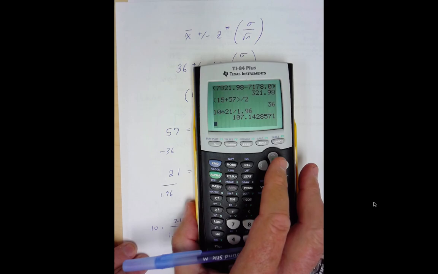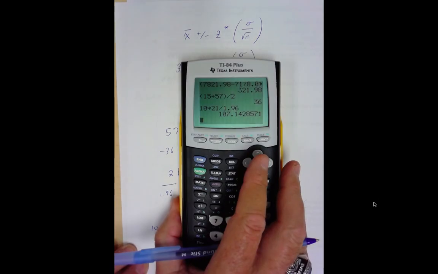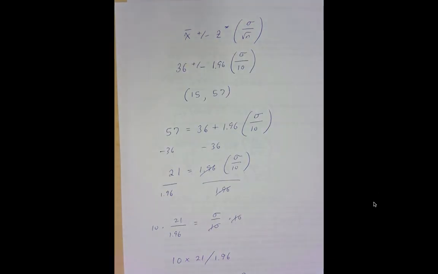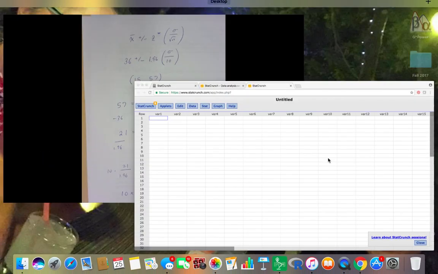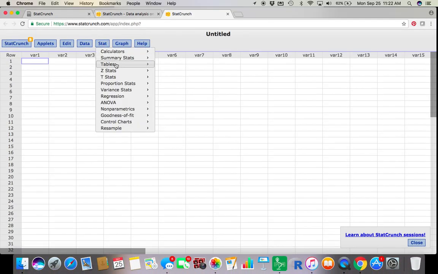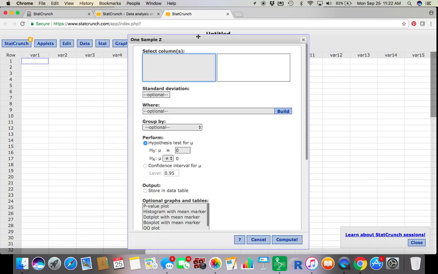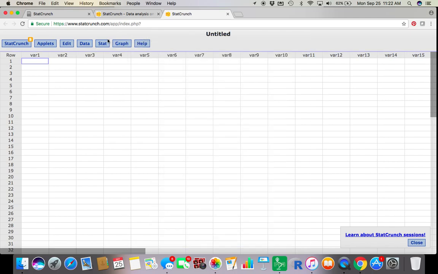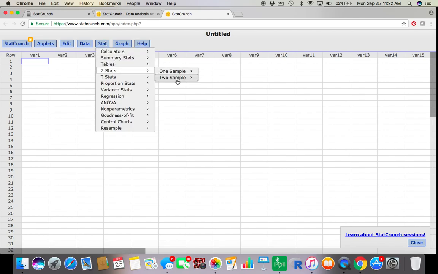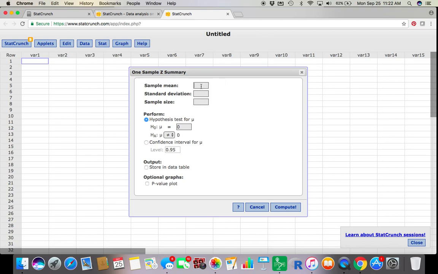See what I did there? All right, let's test it out. Stat, Z-stat, one sample with data. Let's see what happens. No, come on. Stat, Z-stats, one sample with summary. I don't have my 100 numbers.